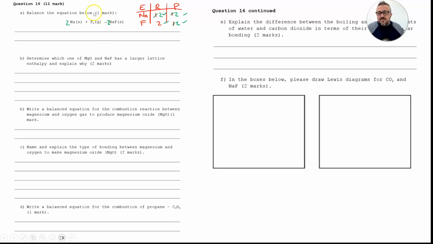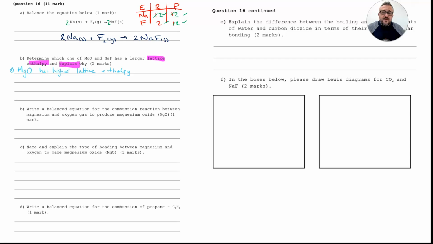This is just working, by the way. Don't, in the exam, do this and think you've answered it. This is just the working. So 2 sodium solid plus fluorine gas gives 2 sodium fluorides. All right. So now we want to determine which one of magnesium oxide and sodium fluoride has a larger lattice enthalpy, and we want to explain why. So lattice enthalpy and explain, those are our key terms here.